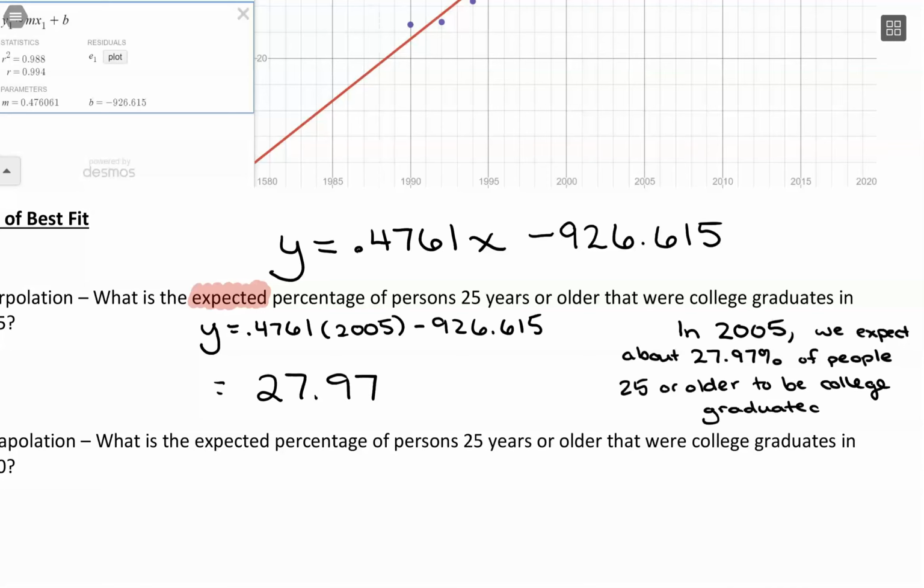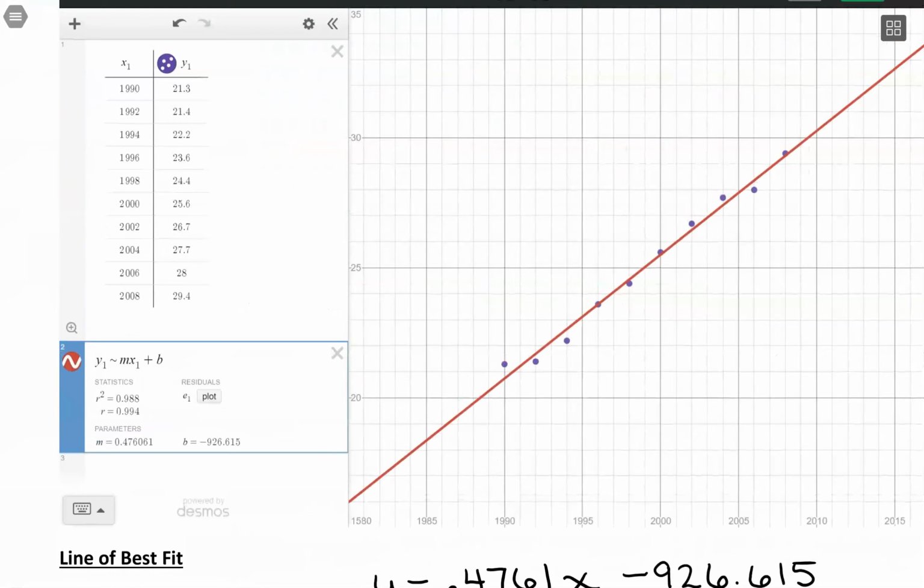So that would be interpolation because we are estimating within our domain. If I look at my table, I can visualize where 2005 is landing. I can see the values around it. I just need to estimate what the actual output would be. Now we're going to do the same thing, but for 2020, which is way off the table.